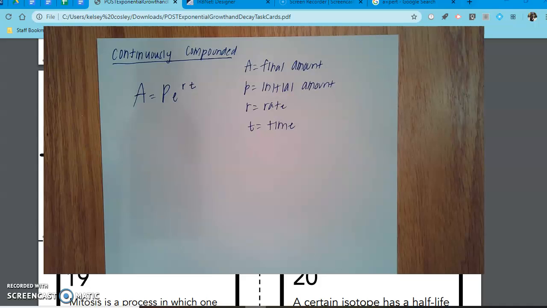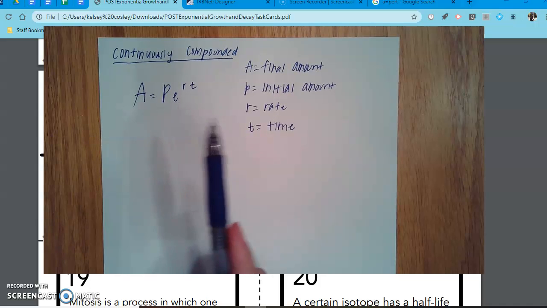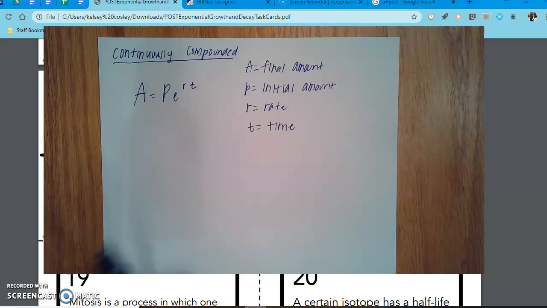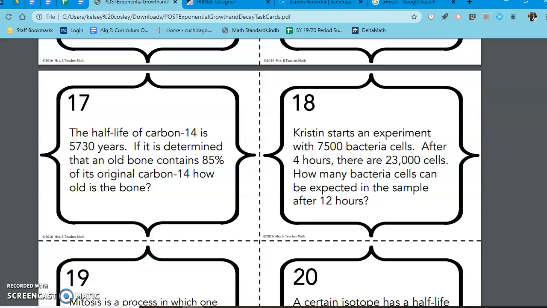Everything is a variable besides E. E is a number, so I'll explain what that is. But A is going to be your final amount, P is the initial amount, R is your rate, T is your time. The only difference is that I'm not adding it to one. This is something that's continuously happening. So as something grows, we're going to take that new number and it's going to grow further. Okay? So you kind of have to do this twice in order to simplify.